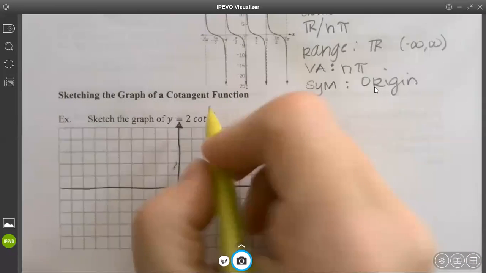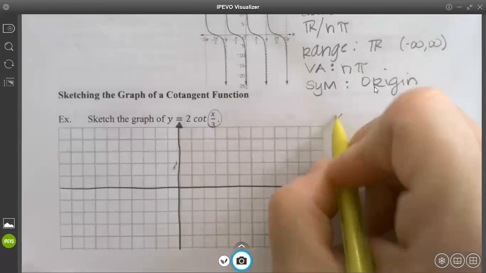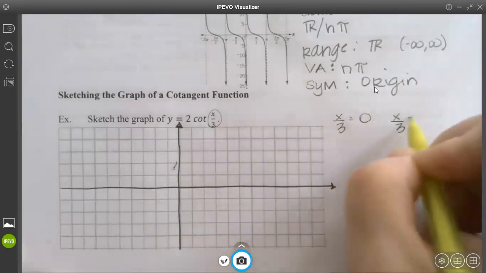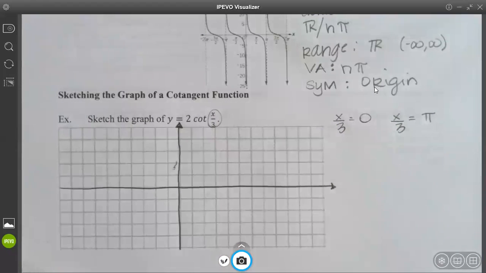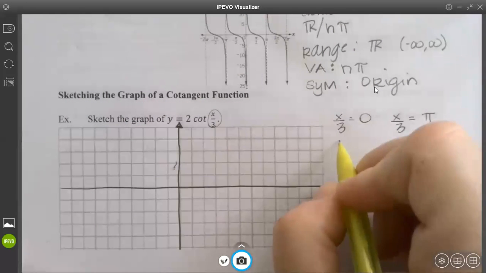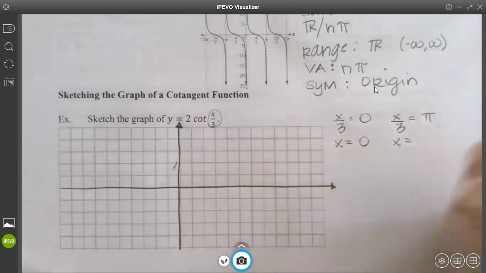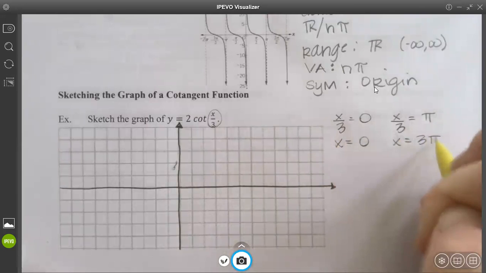It said to make sure to set this number, this x over 3, equal to 0 and pi. So on the last one, we did pi over 2 and negative pi over 2 because that's what you do for tangent. That is not what you do for cotan. How do I solve this first one for x? And we still get, this one is 3 pi.